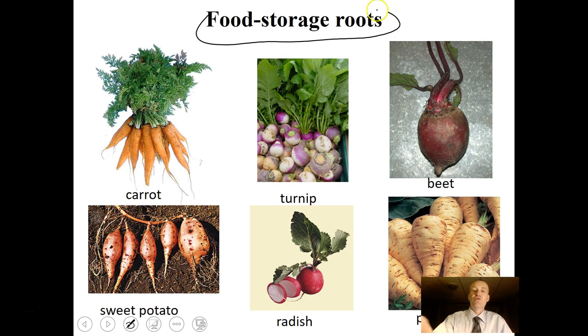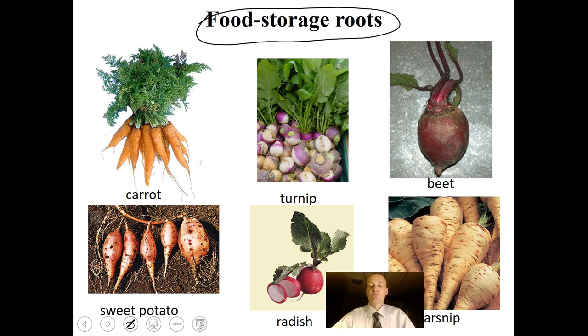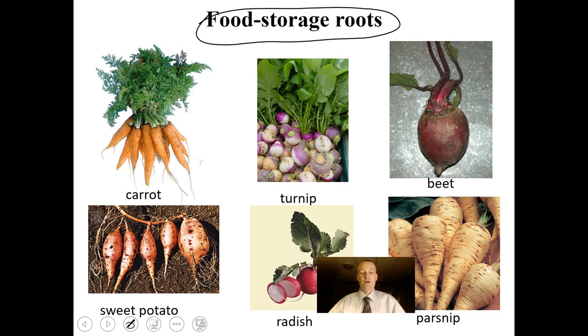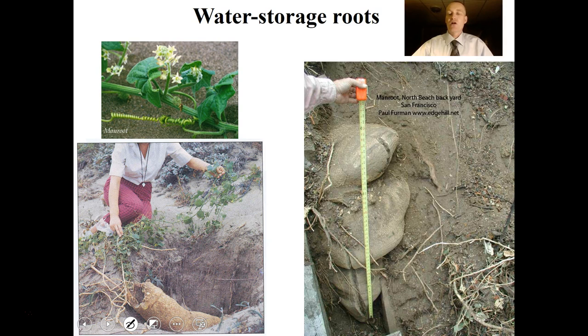So we have carrots and sweet potatoes and radishes and turnips and beets and parsnip. These are all examples of roots that are storing materials. This is just kind of an odd root here. This is a water storage root. So that's another example of a type of function of a root.